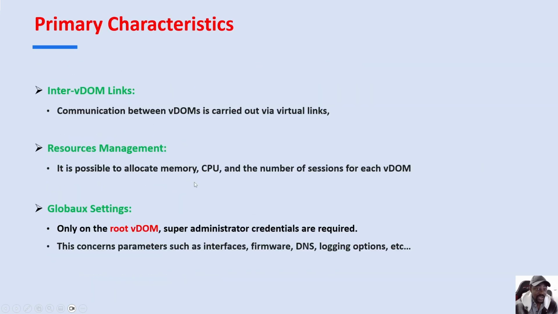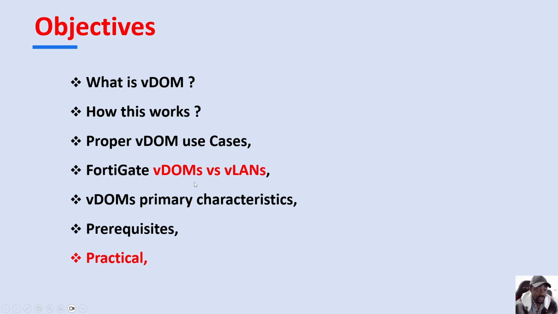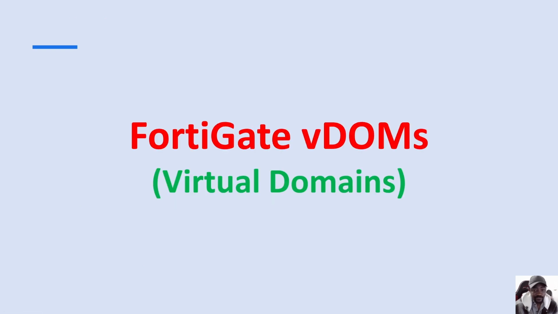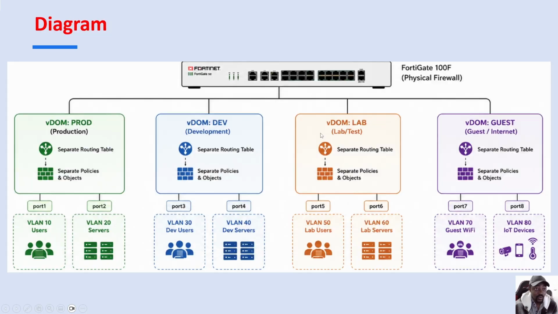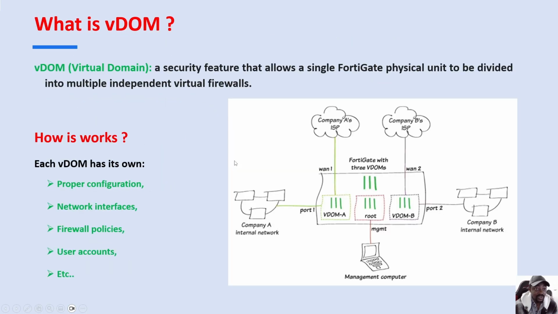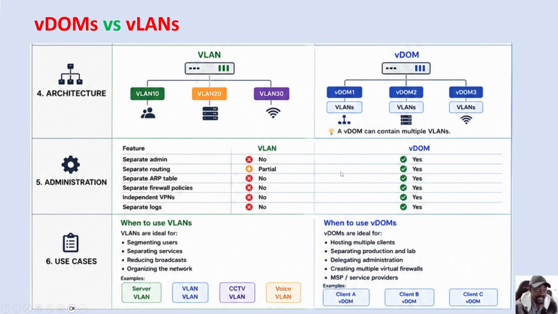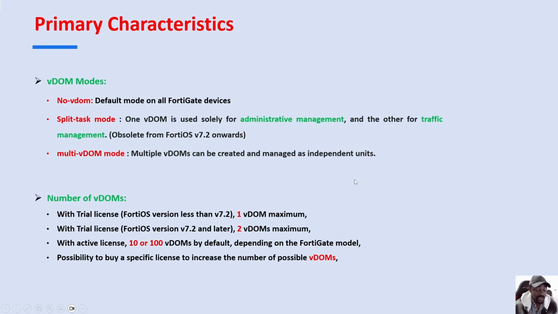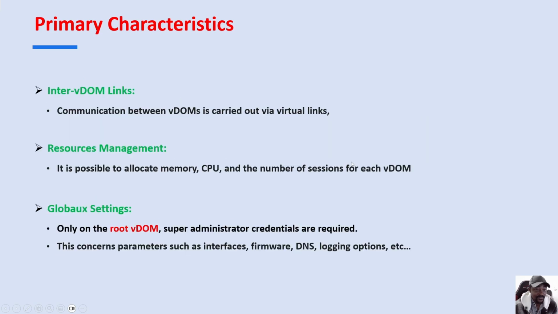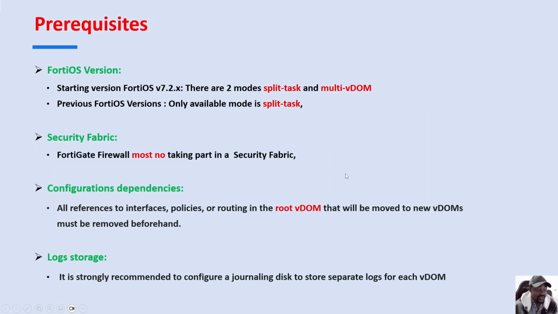Before lab 1, we also have a previous video where we talked about technical concepts regarding FortiGate vDoms. The initial video was about vDoms, where we showed some diagrams, talked about some key concepts, and showed use cases. We also compared VLANs and vDoms, as there are some similarities between the two technologies. We showed some quick differences and similarities, the primary characteristics of vDoms, and the prerequisites if you want to implement vDoms on your infra.